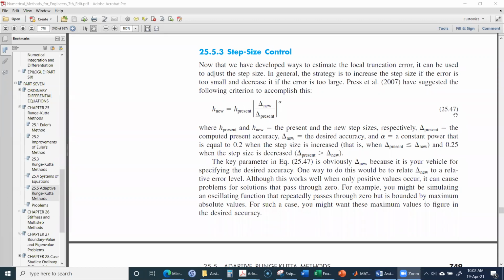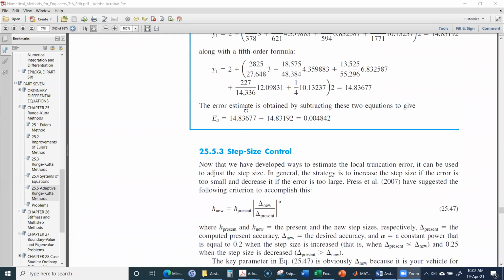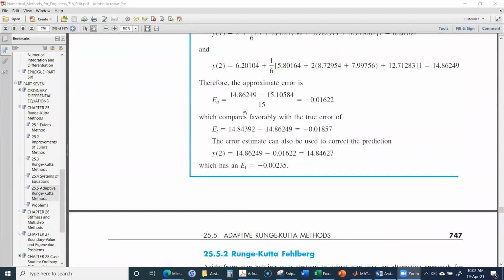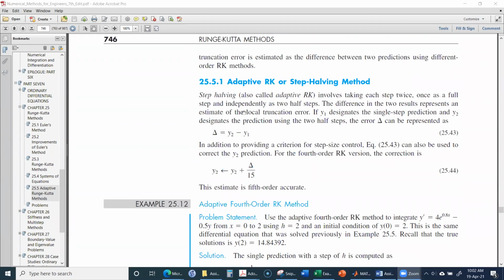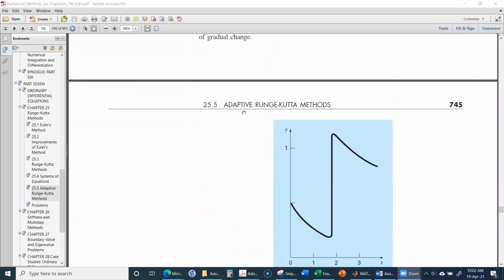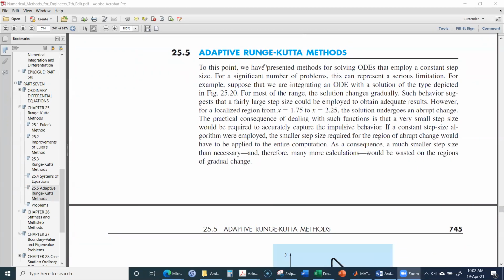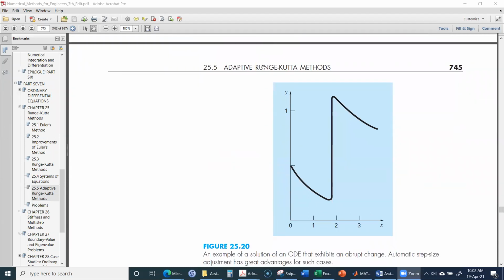Okay, so today we are going to complete the topic of the adaptive Runge-Kutta method. Just to recall what we talked about last time: in the adaptive Runge-Kutta method, we are considering changing the interval of the Runge-Kutta method depending on the situation.